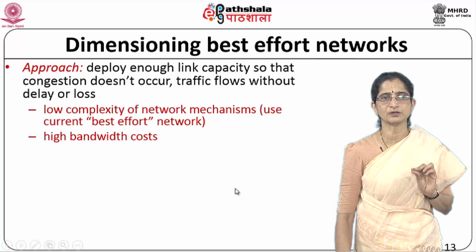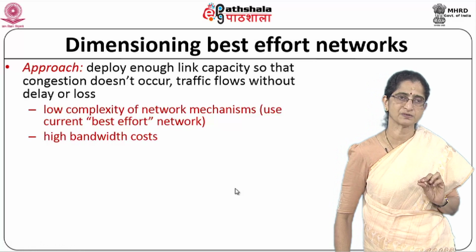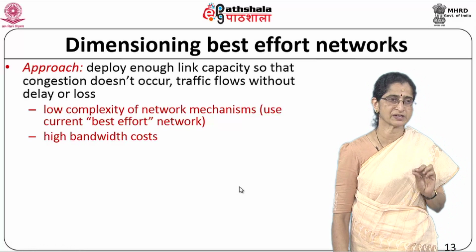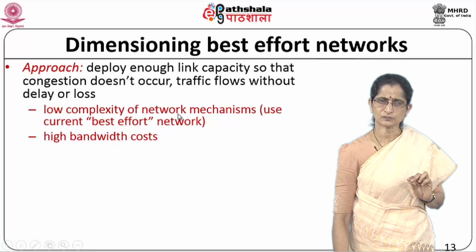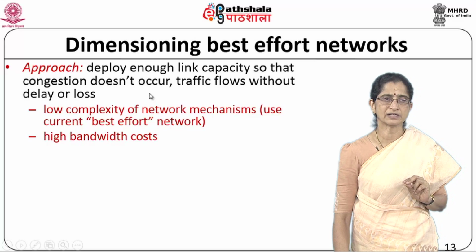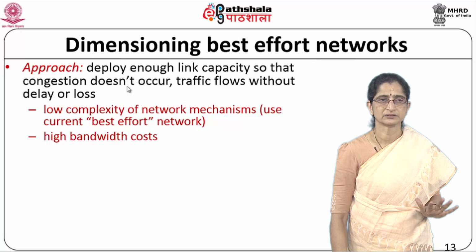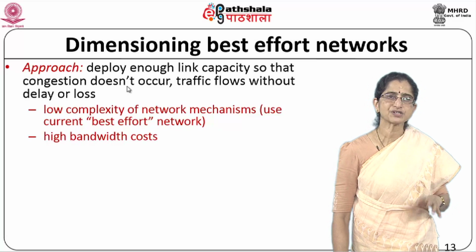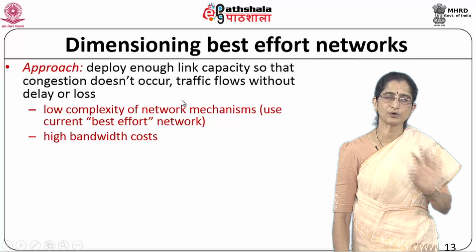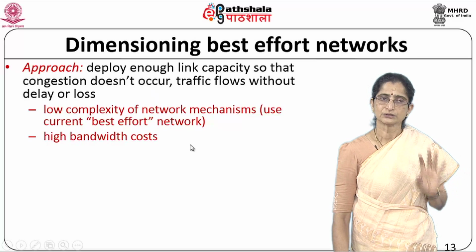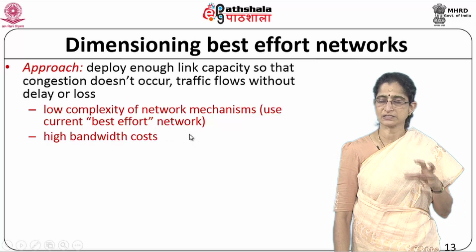typically the kind of solutions or the actual techniques that are employed in order to provide this quality of service and in order to do the resource allocation effectively. Okay. Now, one of the easiest solutions that you can think of would be that you just deploy enough link capacity so that congestion does not occur. So, increase and provision enough resources in your network so that the traffic flows without any delay or loss.